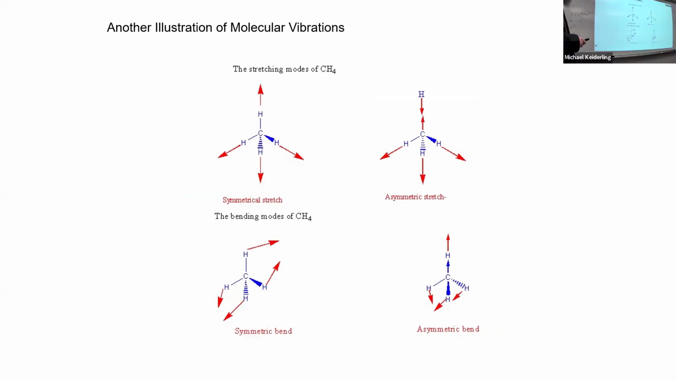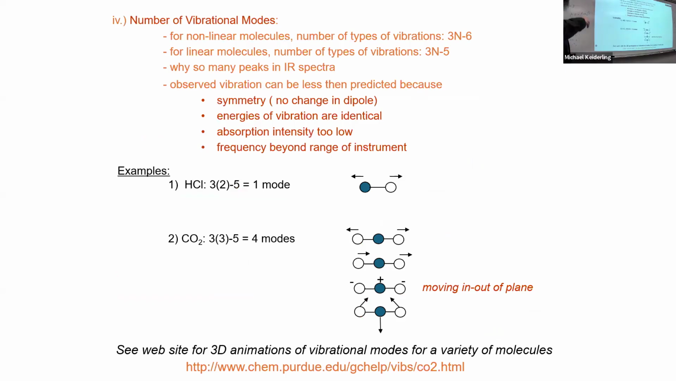These are the stretches, the asymmetric stretches. There are the bendings for CH4. For nonlinear molecules, the number of types of vibrations is 3n minus 6. For linear molecules, it's 3n minus 5. This is why there are so many peaks in IR spectra.